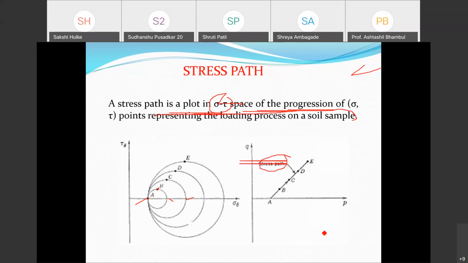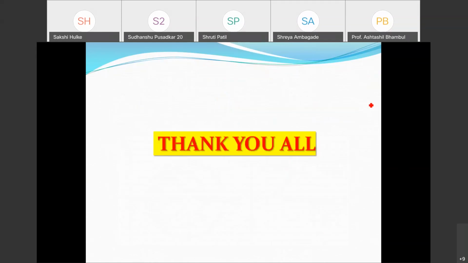So this is a path which will be followed by the soil mass during application of the stresses, and which shows the maximum points existing on that particular path. So that is simple. This stress path is useful for finding out the settlement of the soil mass. Okay, I think this is the last point.